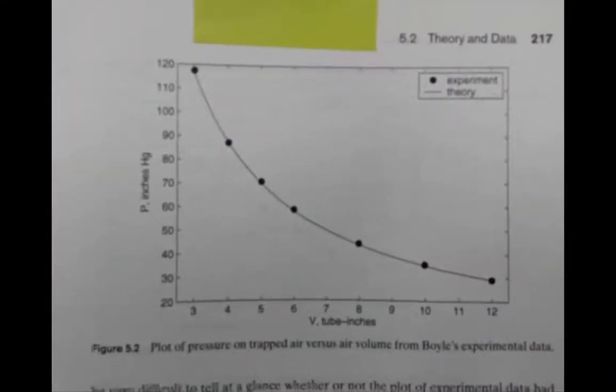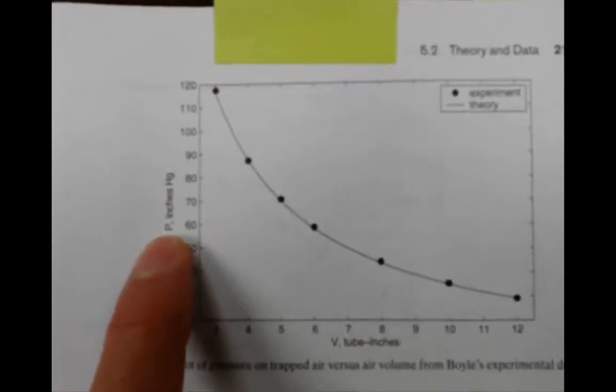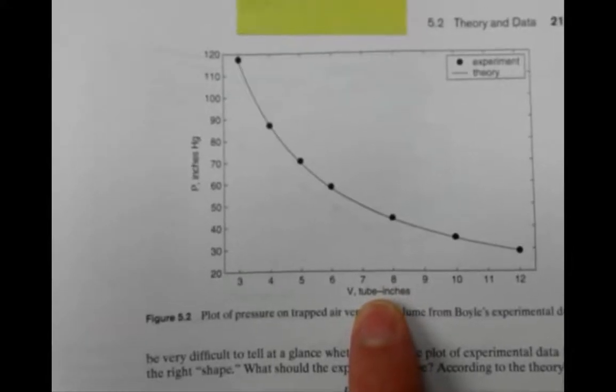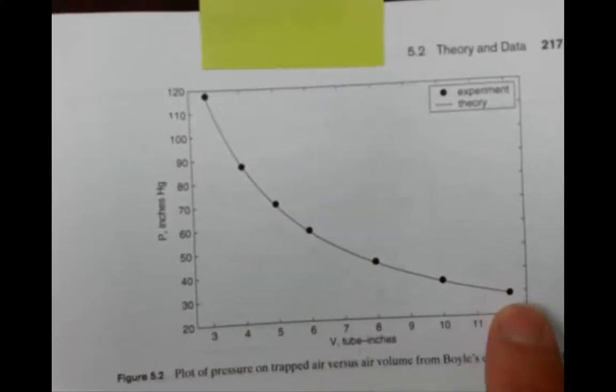I've got another chart over here, and you can see some common features. Again, we've got a y and an x-axis. The y has both a label, p, and a unit, inches of mercury, and the x-axis has a label and a unit. And the data points, which are the experiment in this graph, are symbols.